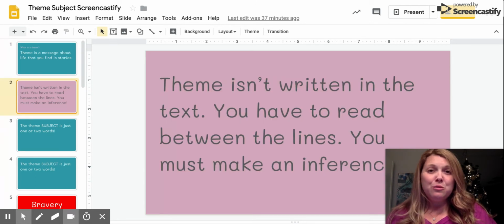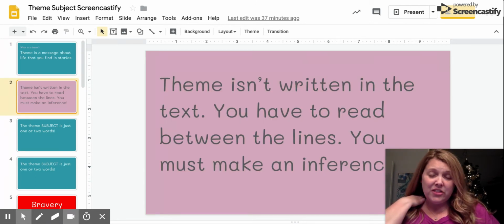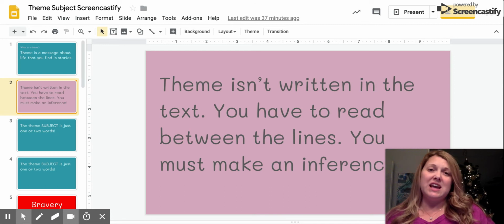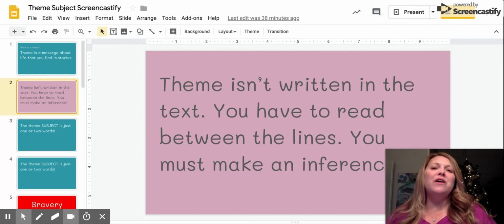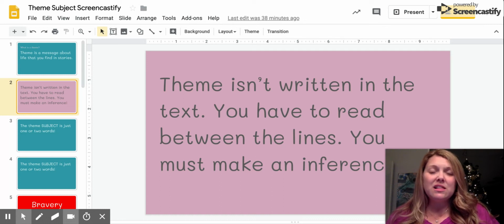Now, when you are looking for the theme, you're not going to find it written in the text. You have to read between the lines, which is making an inference. You have to look in that text and decide what the theme is. What is the life message, the message the author is trying to tell you?